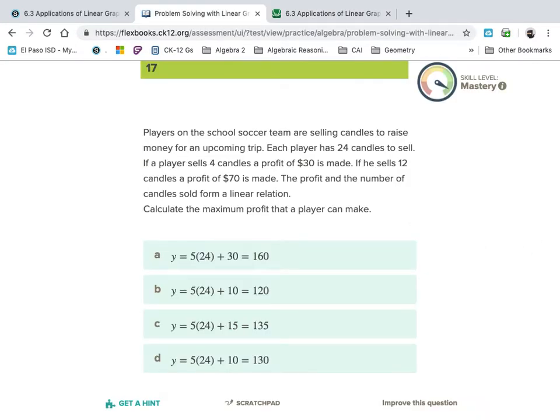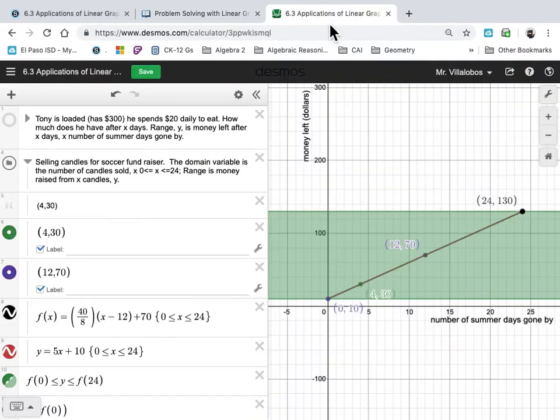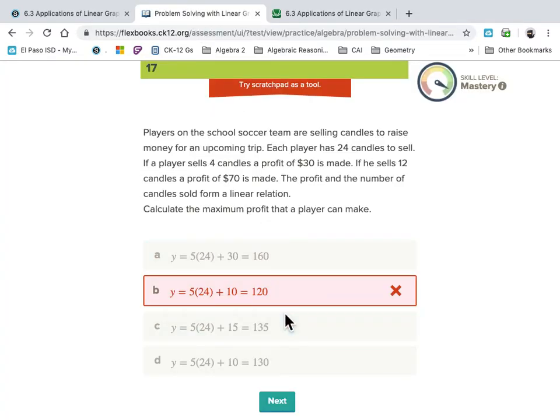What was the question? The question is, calculate the maximum profit. If it can sell 24, then it's 5 times 24 plus 10, or 120. Wasn't it 24 plus 10? I know, I wasn't paying attention. It's 130, because the equation is 5 times 24 plus 10, which is 130. I didn't do the math right. It was this one. How sad is that?